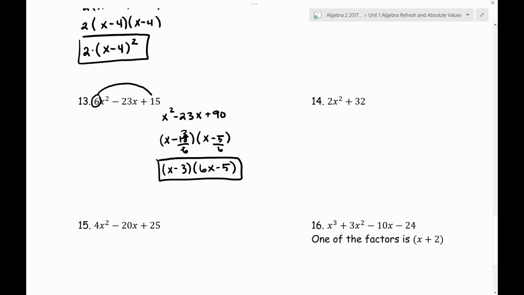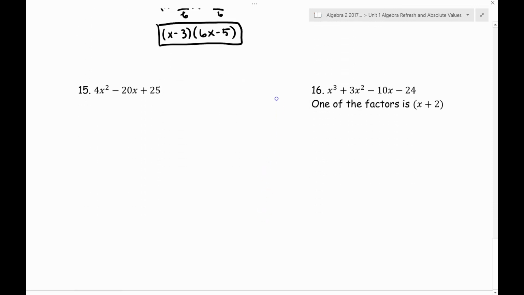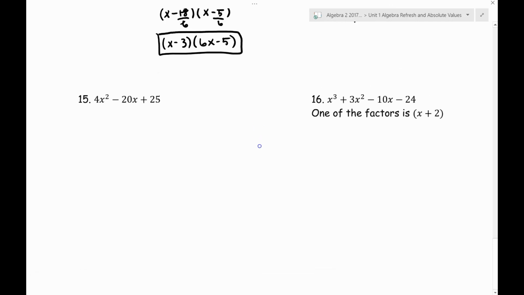Number 14, you can take out a 2. So I get 2 times x squared plus 16. Okay, this is an instance where I can take out a GCD. From this point, I can't do anything. Okay, so I don't call this one prime because I was able to take out a GCD. Okay, and number 15. Okay, and we have the last two.